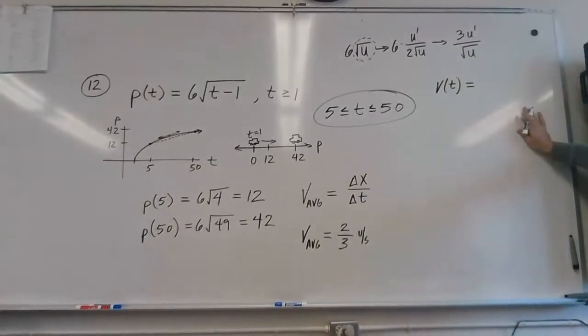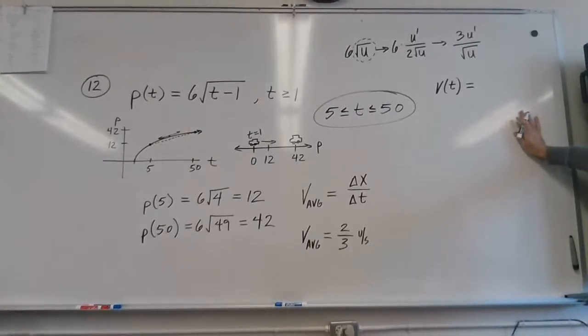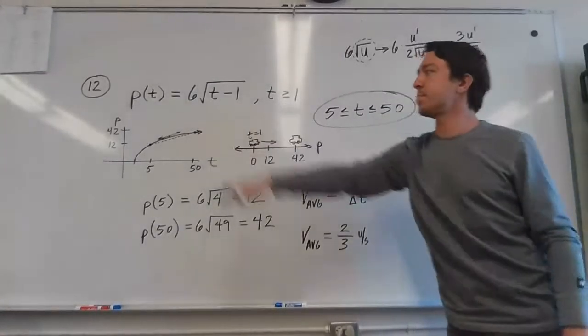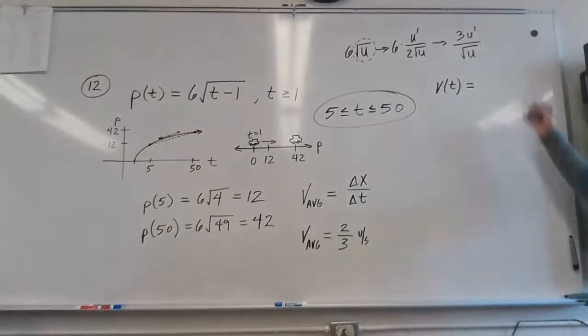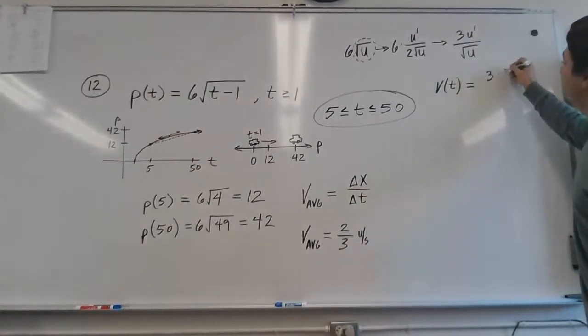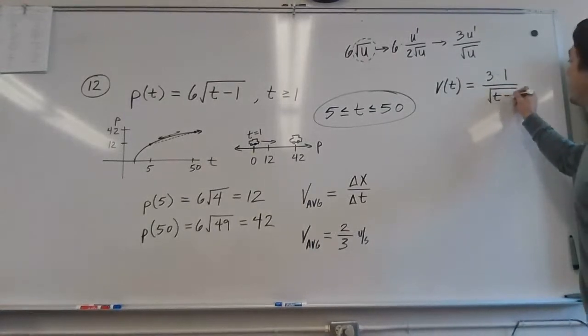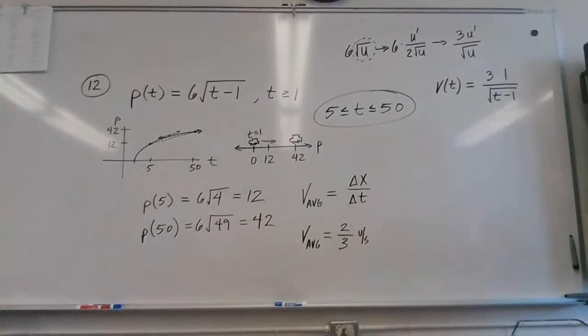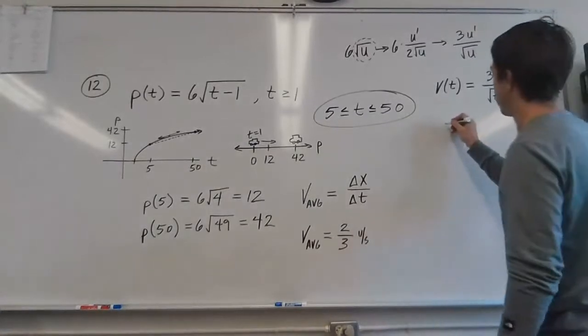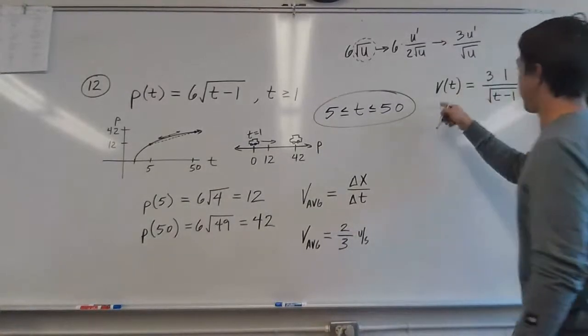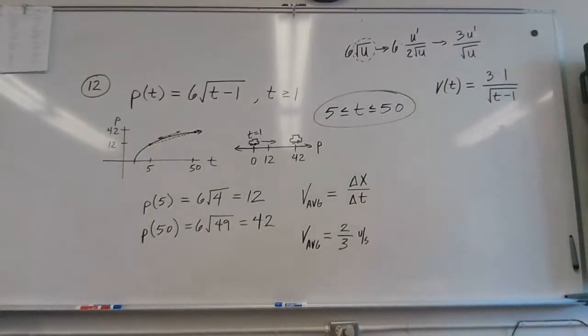Is everyone okay with that? We're still fine with that? Okay, so what's u prime, though, for this type of function? It's just 1. So it'd be 3 times 1 over the square root of u. And so there's my velocity function. So what do I want to set that equal to?